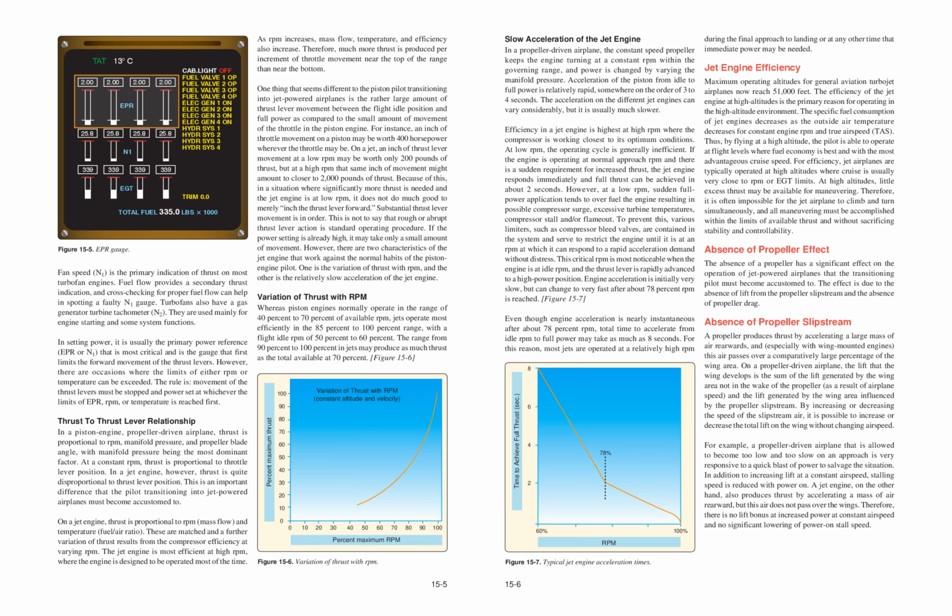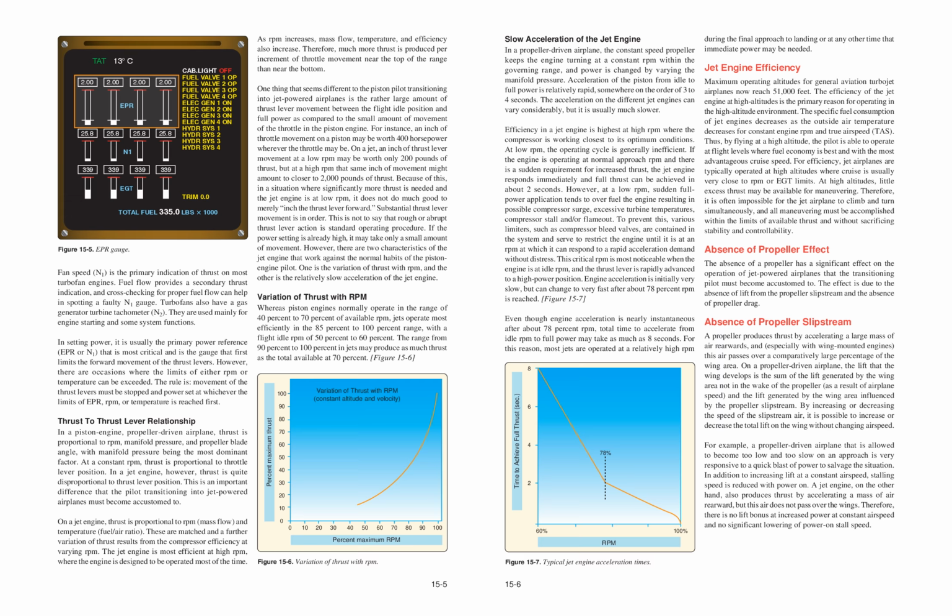On a jet engine, thrust is proportional to RPM, mass flow, and temperature, or fuel/air ratio. These are matched, and a further variation of thrust results from the compressor efficiency at varying RPM. The jet engine is most efficient at high RPM, where the engine is designed to be operated most of the time. As RPM increases, mass flow, temperature, and efficiency also increase. Therefore, much more thrust is produced per increment of throttle movement near the top of the range than near the bottom.